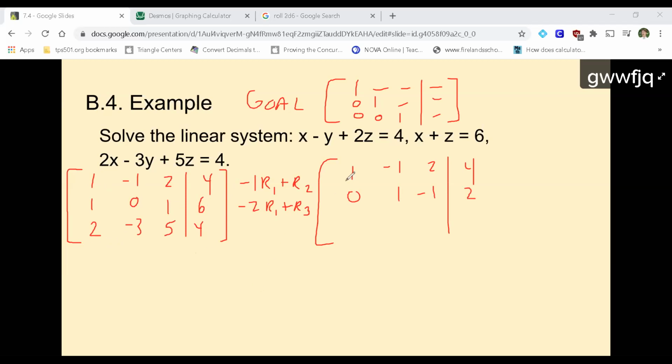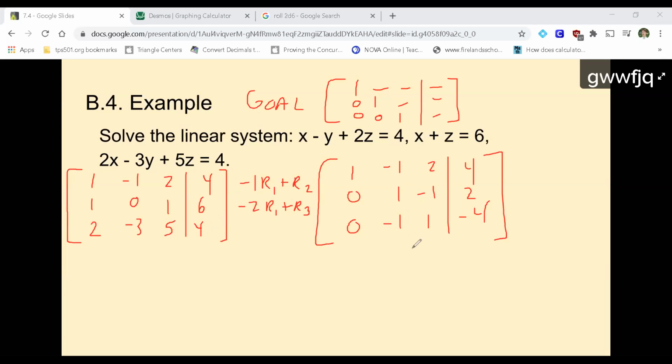For my third row, 1 times -2 is -2, plus 2 is 0, which is great. That's what we want. -1 times -2 is +2, plus -3 is -1. 2 times -2 is -4, plus 5 is +1. 4 times -2 is -8, plus 4 is -4. All right, this is a 1, so we actually are already good to go.